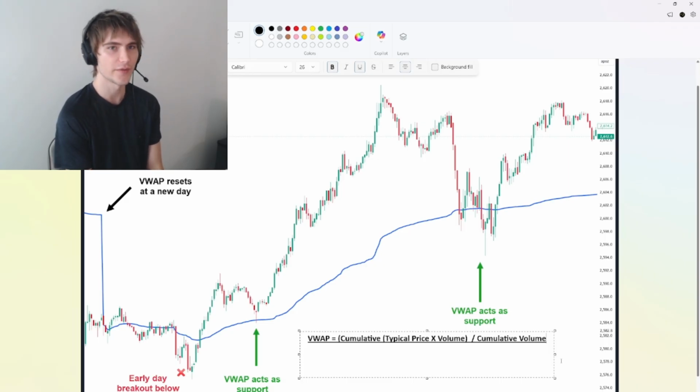Now, how to use VWAP in short-term trading. For day traders and swing traders on lower time frames, VWAP shines at confirming momentum and finding entries. Trend bias and crossovers. Price crossing above VWAP, especially on volume, is a bullish signal. Consider long. Crossing below, bearish. Consider shorts or exits. Pullback strategy. In an uptrend, price above VWAP, you can buy dips to VWAP for support. And in a downtrend, short rallies to VWAP for resistance.